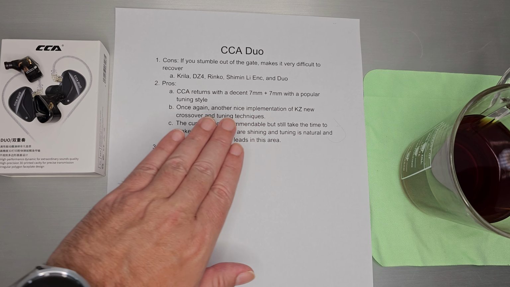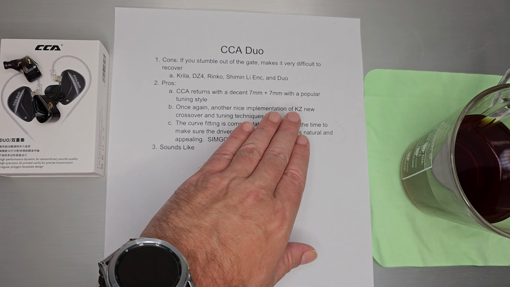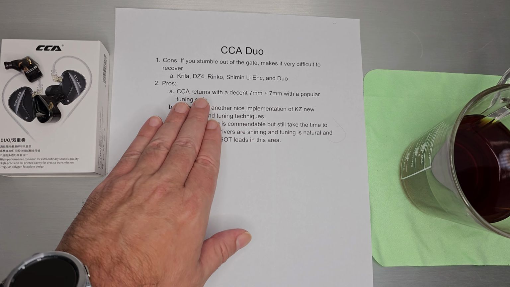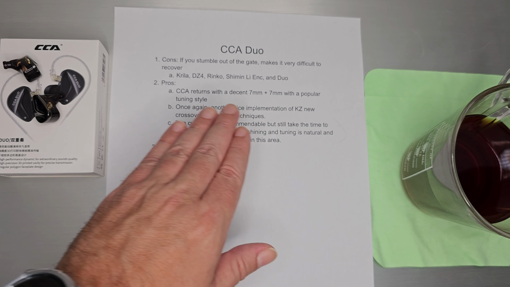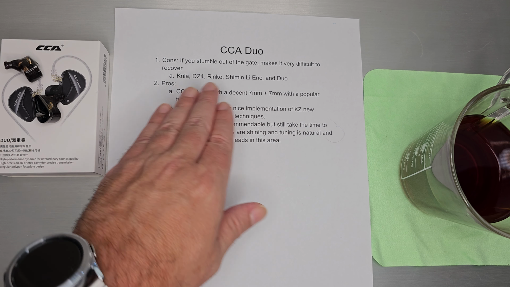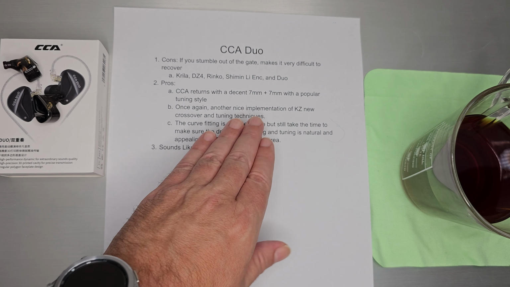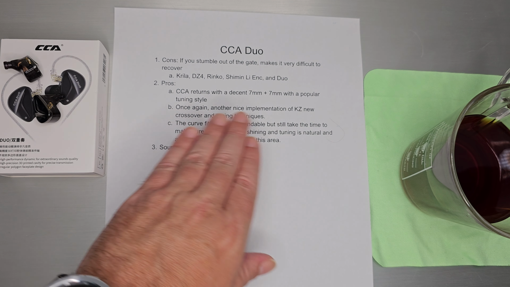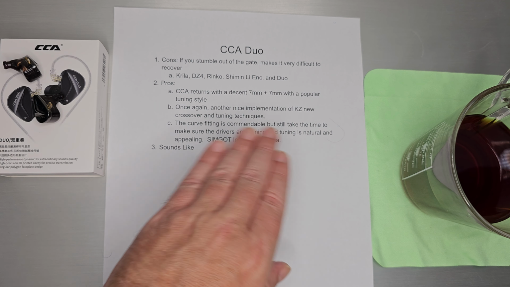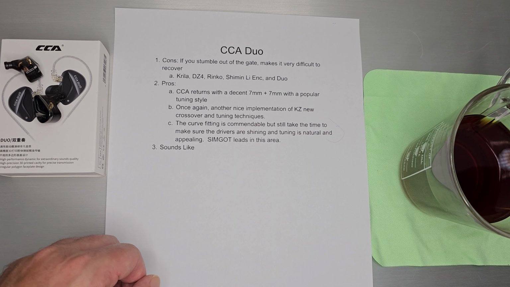But on the pro side, I do think that CCA returning with a decent 7+7, with a pop of tuning style, had a solid story there. They didn't have to compare it to a set that it's not all that close to. They had a solid foundation for a set and could have just stuck to it. Once again, like I said, it's a nice improvement of KZ's new crossover, tuning and 3D printing techniques. They are continuing to march down and refine, and all that is a good story, and they should stick to that story.